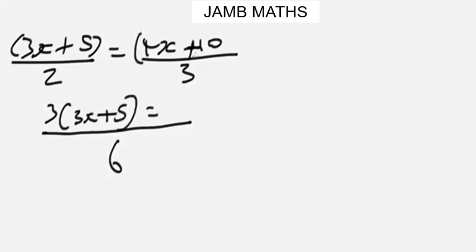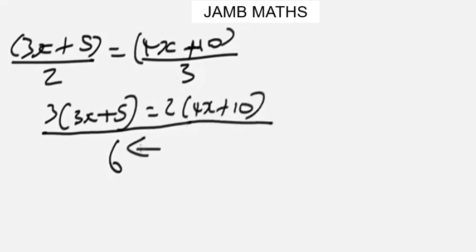So 2 times everything here, so we have equals 2 in bracket 4x plus 10. As usual at this juncture, this 6 is no longer relevant, so it won't perform any function again. So do as if it's not there. Now we're going to simplify everything we have at the numerator.